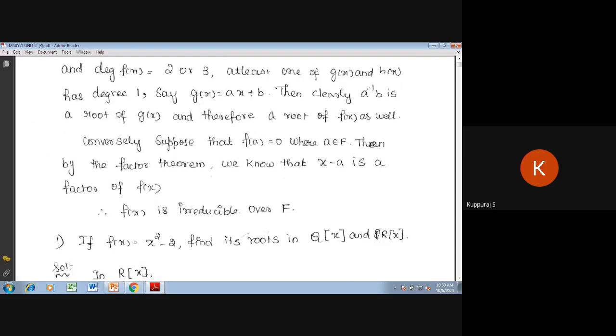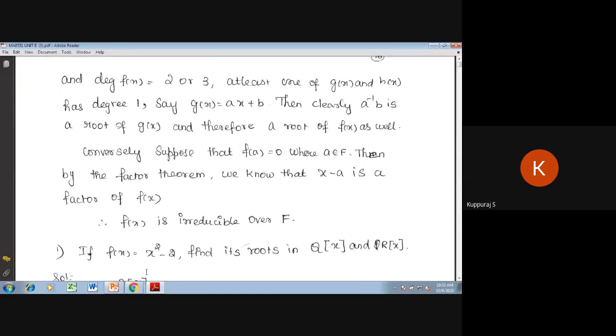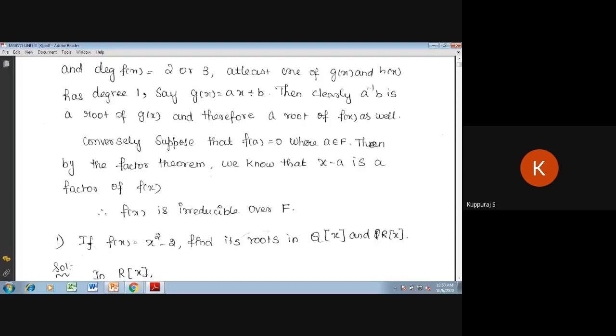So suppose a is the root of f of x, which means f of a is equal to 0, where a belongs to F. So by factor theorem, we can say that x minus a is a factor of f of x. Therefore, f of x is irreducible over F.